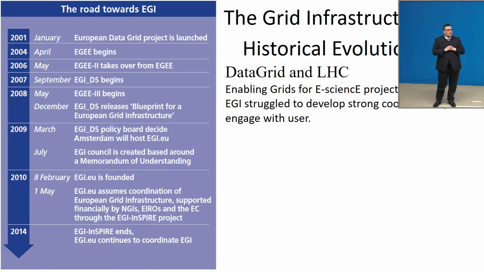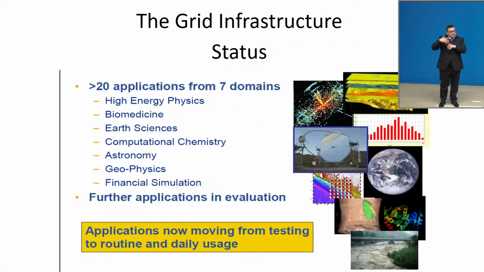The GRID project was established in several projects over a period of time. It started with the Data Grid project, which was followed by the Enabling Grid for E-science and the enabling grid infrastructure. The big project struggled to develop strong coordination and engage the user. The project has grown to involve more than 20 applications, even more, from various domains like high energy physics, biomedicine, earth sciences, computational chemistry, astronomy, geophysics, financial simulation, and many, many other applications.